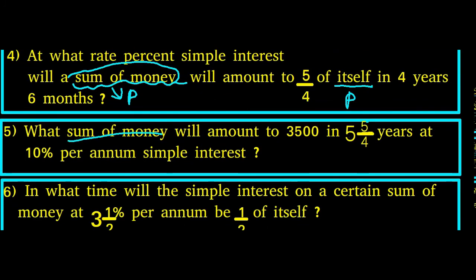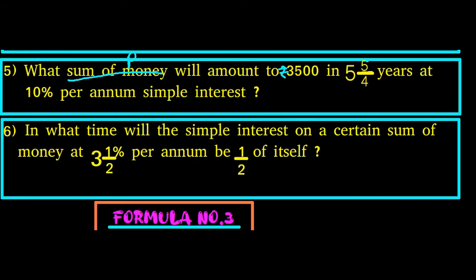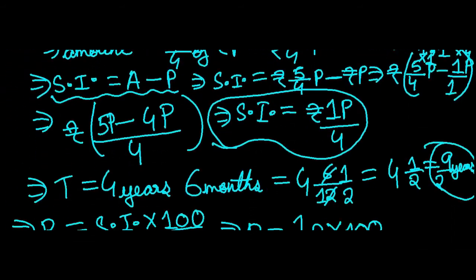What sum of money, meaning P, principal, will amount to rupees 3,500 in 5 by 4 years at 10% per annum simple interest? Friends, so first let's solve this sum.